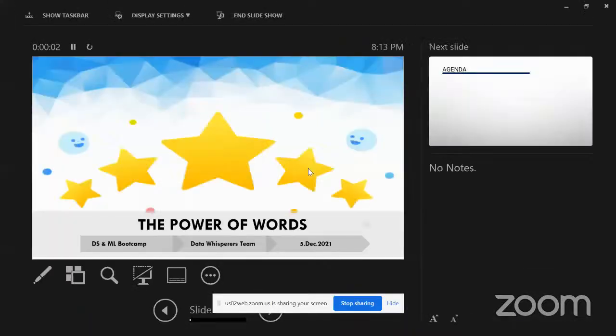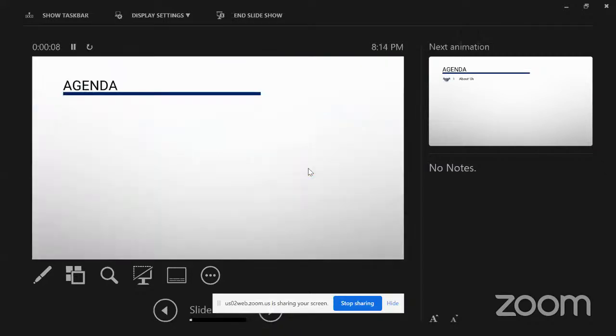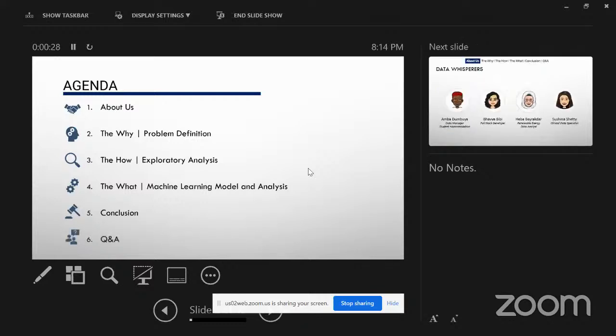Hi everyone, we are the Data Whisperers, and we're going to take you through the power of words. We focus on sentiment analysis for Amazon reviews. We're going to tell you a bit about ourselves, explain our problem, take you through our exploratory data analysis, and then go into our machine learning model and our conclusion. You're going to need your phones for this section, so could you please take out your phones?